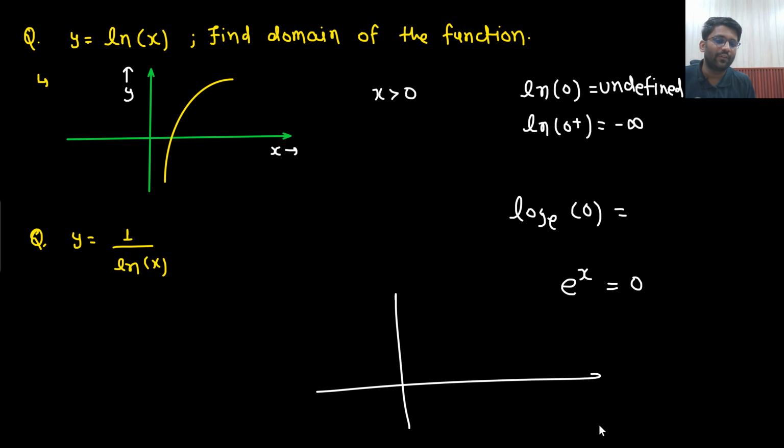Exact 0. What is the graph of e to the power x? The graph of e to the power x is like this. You say that at minus infinity the value will go to 0. But we can never say the value is exact 0. Exact 0 we can never get.